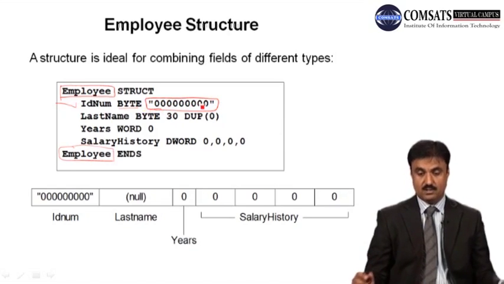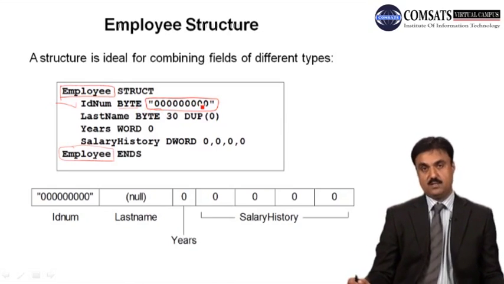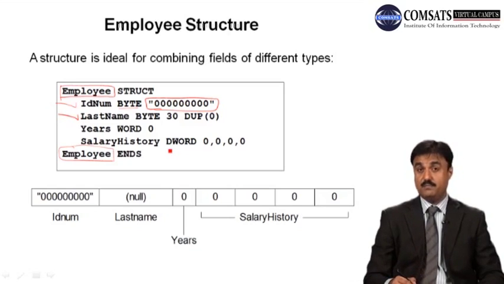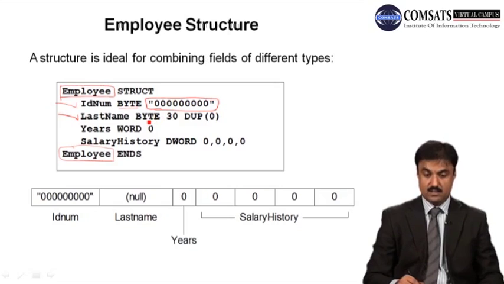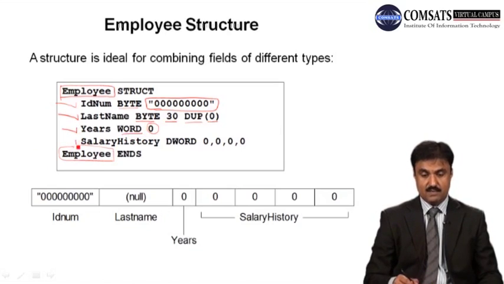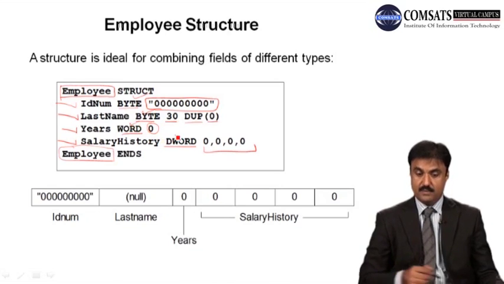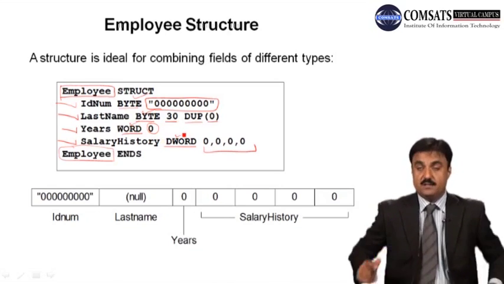We define 1, 0, 0, and this is the default value, for example. Last name is the second element, or second member, or second field of this structure. This is called the last name. It's of type byte, duplicate 30 times, and then year, which is a word, and initial value is 0. Salary history: there are multiple salaries, the last 4 salaries, of type double word, and there are 4 elements. You can see here, first element is of type byte, second element is of type byte, third element is type word, fourth element, or fourth field, is double word.